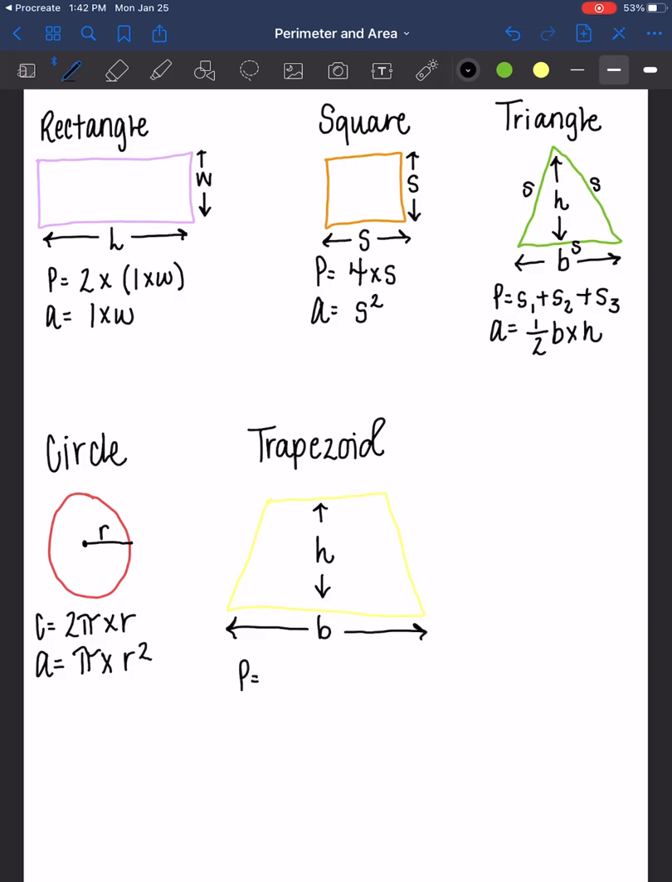For perimeter, we have S1 plus S2 plus S3 plus S4, which is very similar to the triangle, the sides are just the sides. It has nothing to do with the height and the base. Now the area is where the height and the base come in. The equation goes: a half times height times base 1 plus base 2.